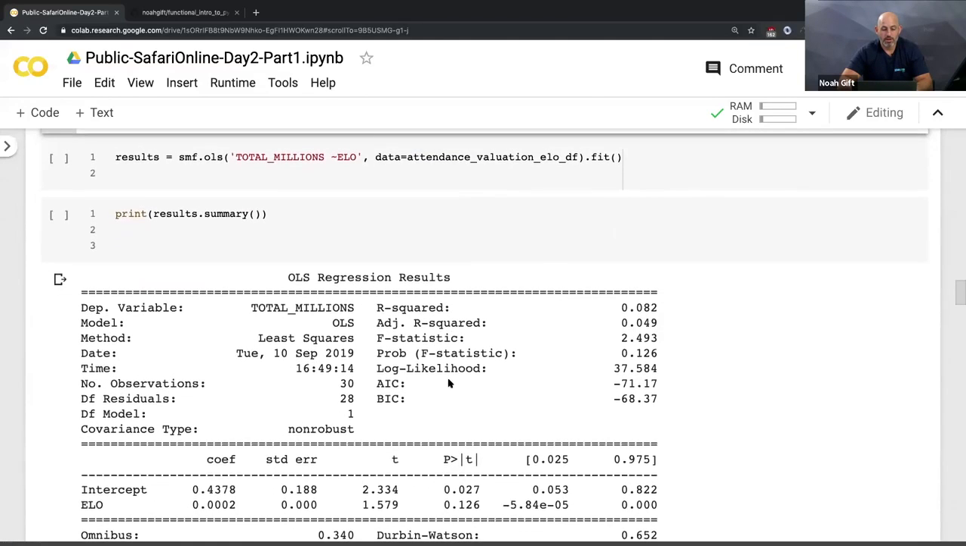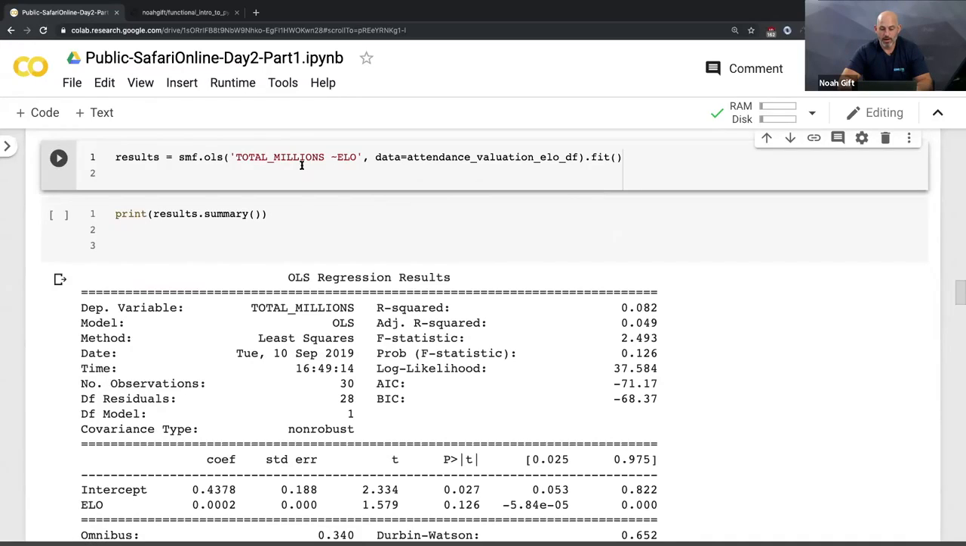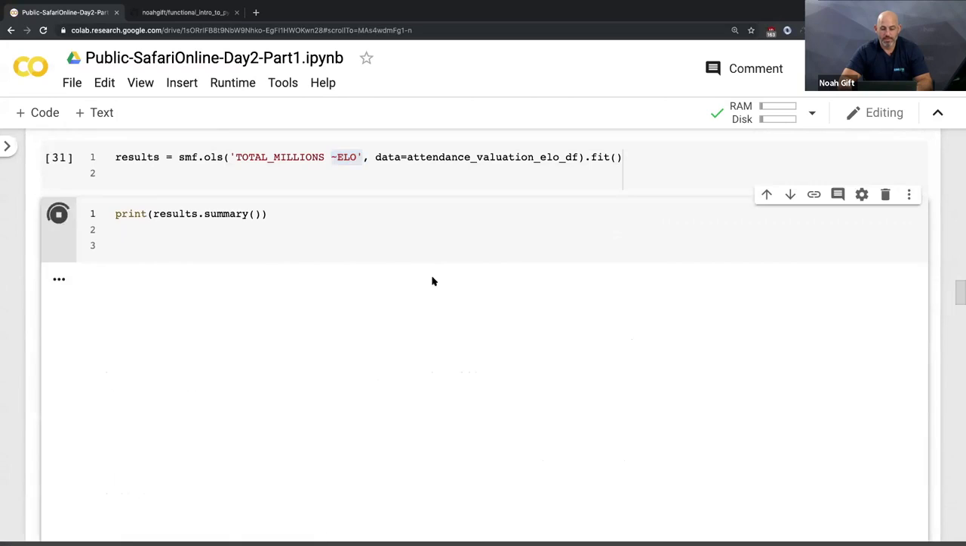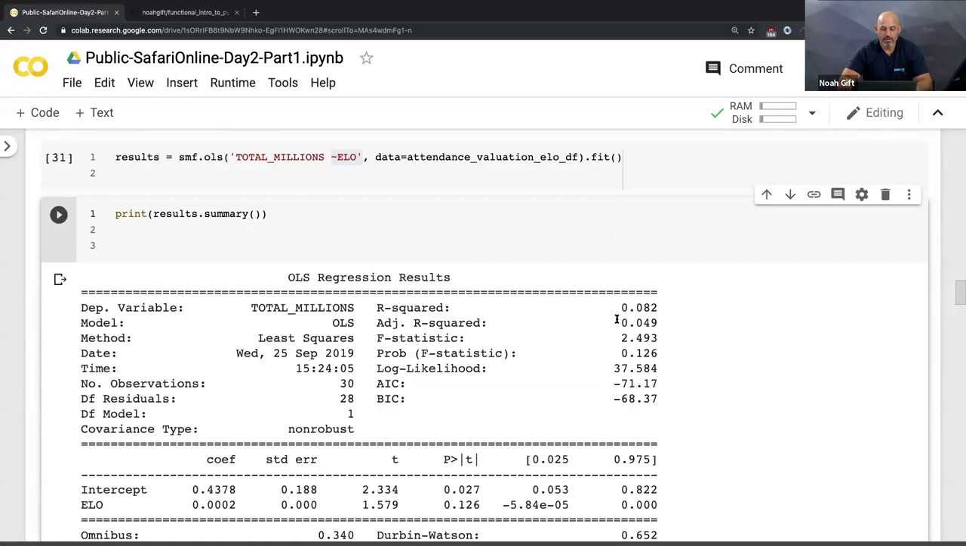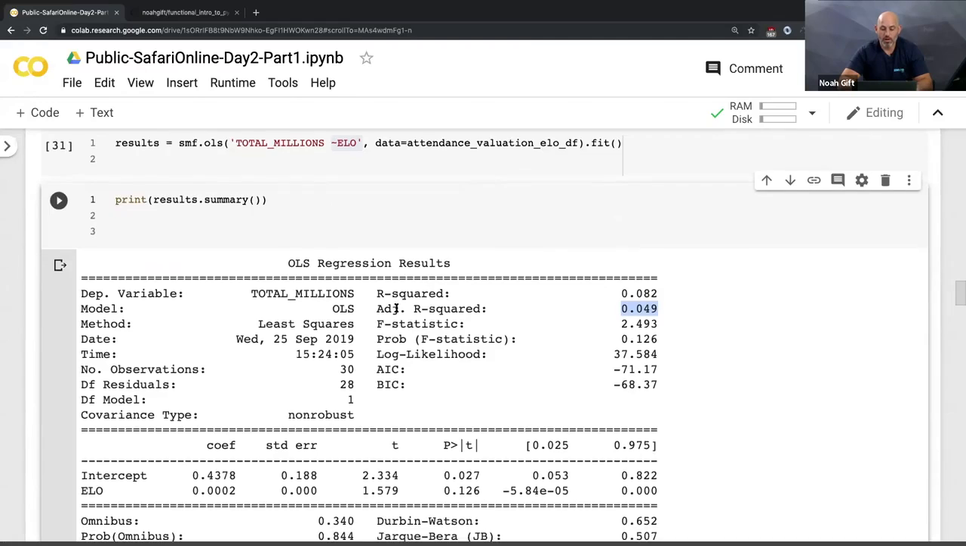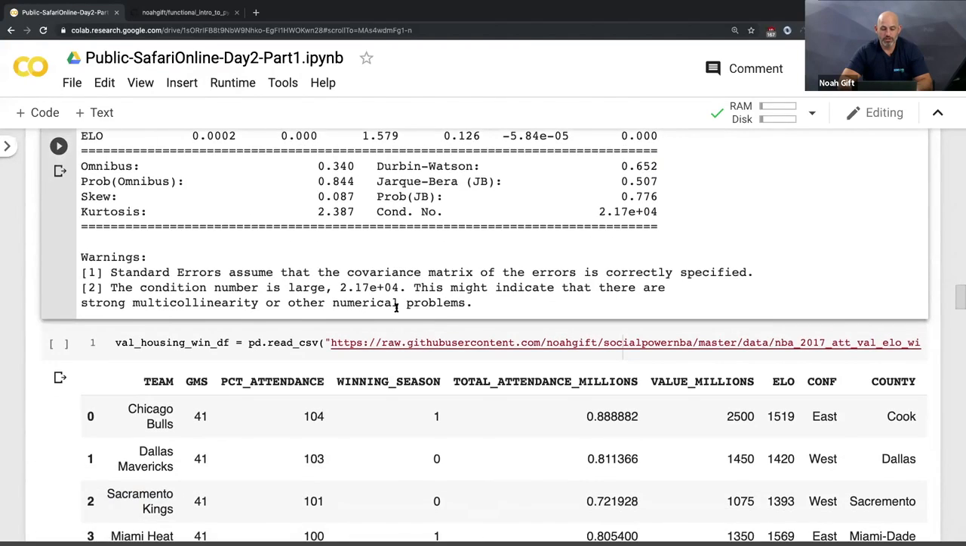Now let's look at a linear regression for this as well. So let's go ahead and see what that would look like. I run a linear regression where I use ELO to see if I can predict the total attendance. And you can see that it's a very, very low impact. So how good a team is versus how many people show up, there is really a low relationship.